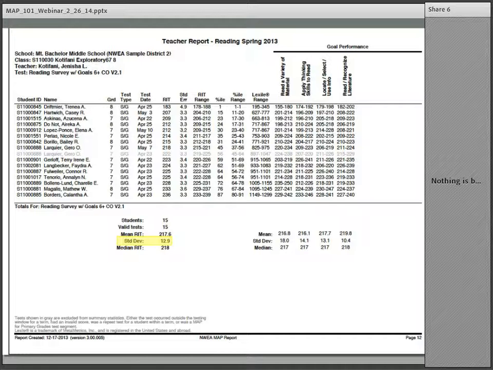But when you look at the standard deviation of each test, you can notice that they are different. They are pretty far apart.